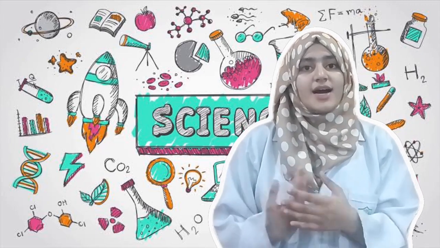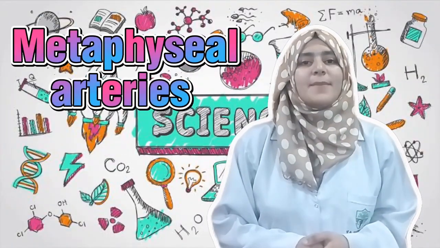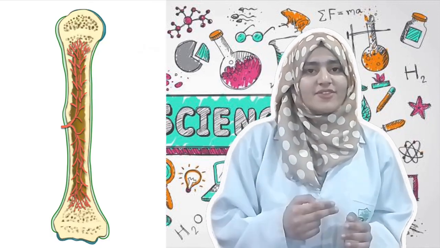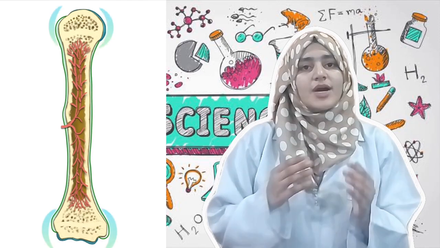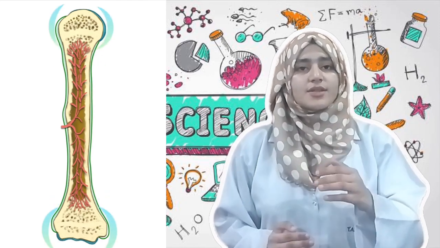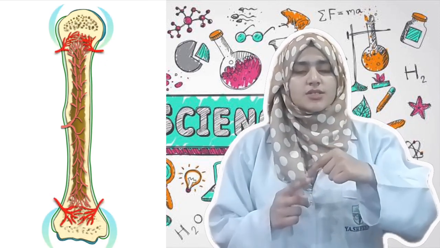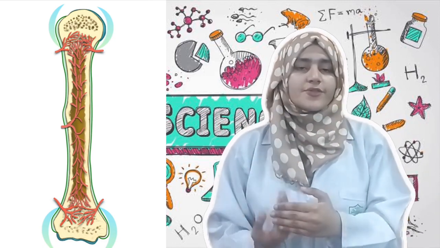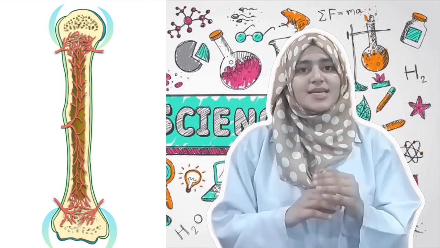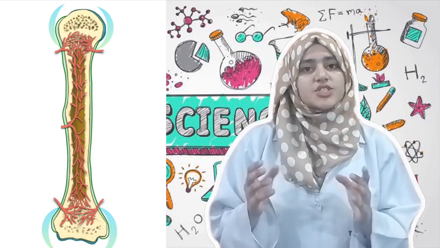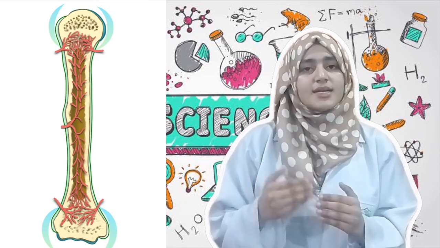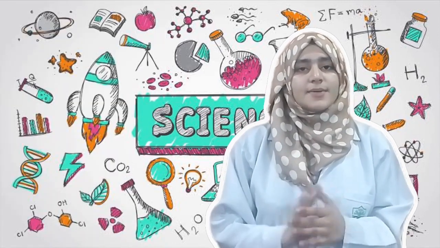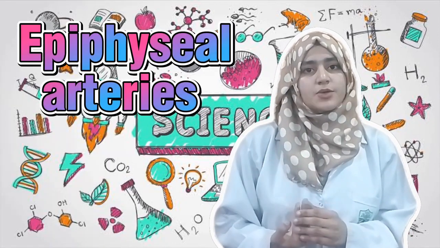The second network of arteries is the metaphyseal arteries. The metaphyseal arteries enter into the metaphysis at the margins of the joint capsule. After entering into the metaphysis, they fuse or anastomose with the spiral nutrient arteries. This fusion makes the metaphysis a vascular rich area and helps in the development and growth of the bone.